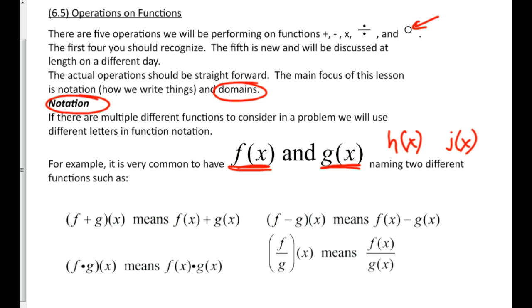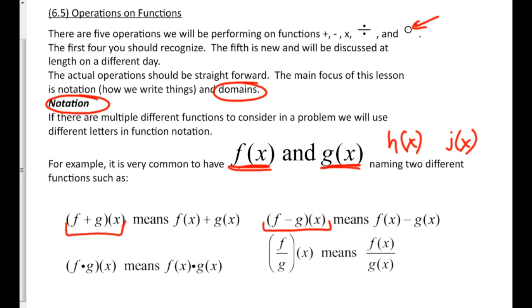All right, let's take a look at the 4 functions that we have and just how we write them. The first operation is addition. If I have this right here, f plus g of x, that just means f of x plus g of x. If I have f minus g of x, that means just subtract the 2 functions from each other.